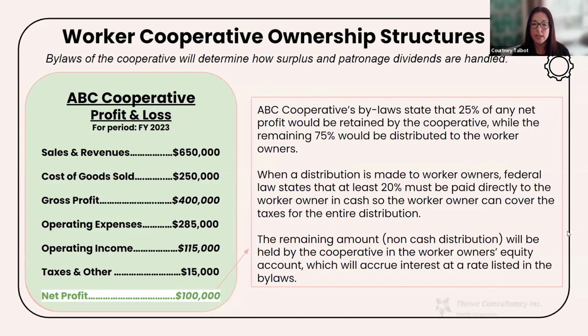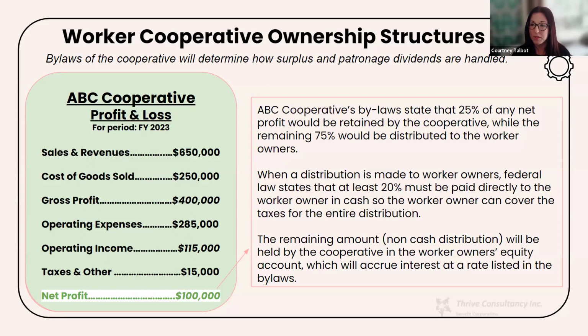Okay, so now let's get into some specifics about ABC Cooperative's bylaws that are going to dictate how patronage is calculated and how it's paid out. In ABC Cooperative's bylaws, it states that 25% of any net profit would be retained by the cooperative. I want to pause right there and say this is something cooperatives often write into their bylaws, as they know they can't pay out everything. They still have to have operating income and ongoing cash to operate. So this is a common thing in bylaws that a certain amount of net profit will be retained to continue operations, okay?